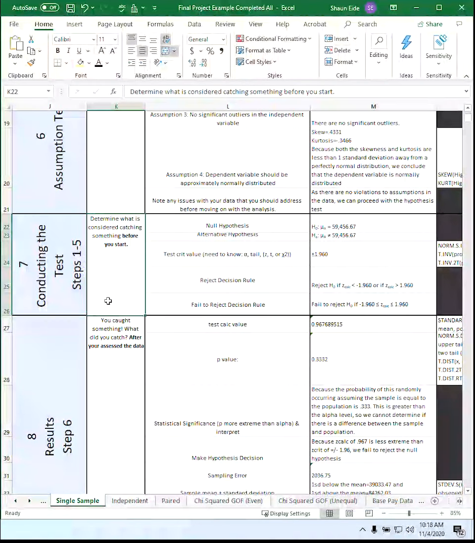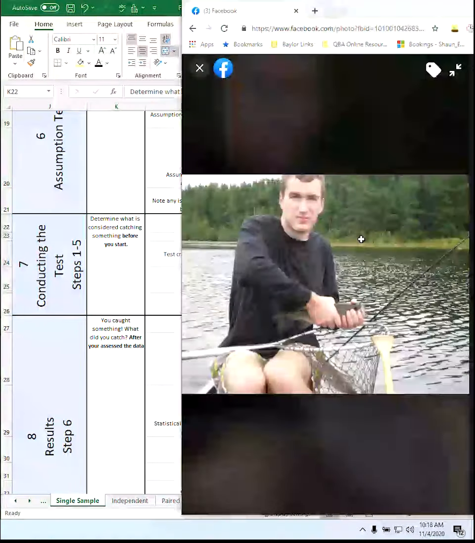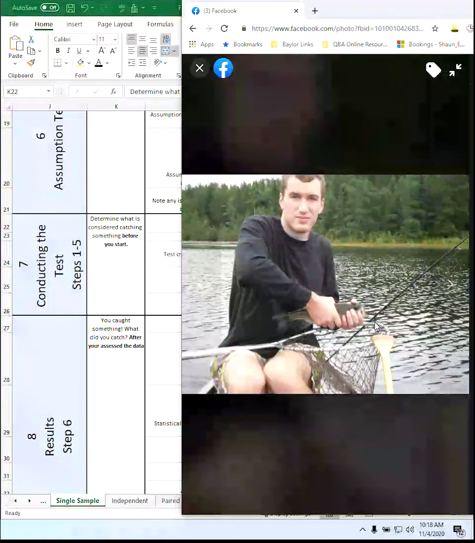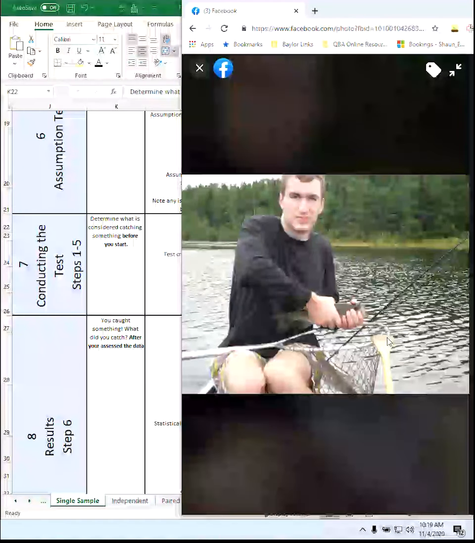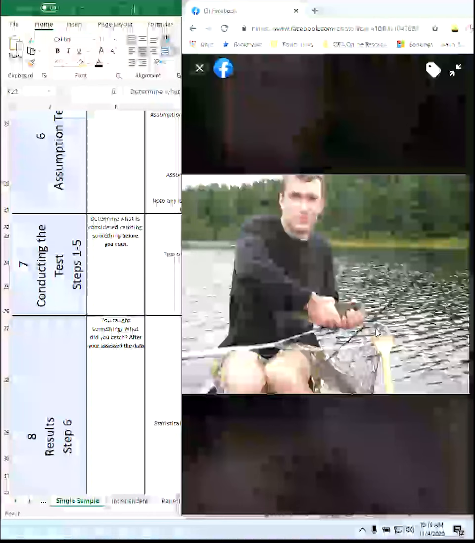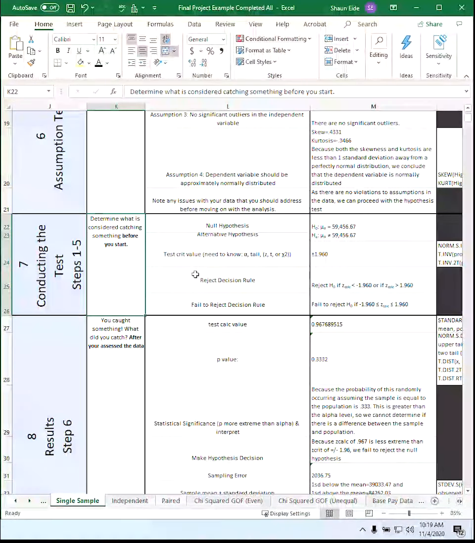Next thing that you need to do is determine what is considered catching something before you start. As much as I love this fish, it's a great looking fish, I promise you that fish is way too small. You look at that and you're like, hey, that's great. This is a 12-inch fish. It needs to be a minimum of 15 for us to be able to keep it. And so it's like, yeah, we caught something, but we didn't catch it. And so you need to be able to say, yes, we caught something.